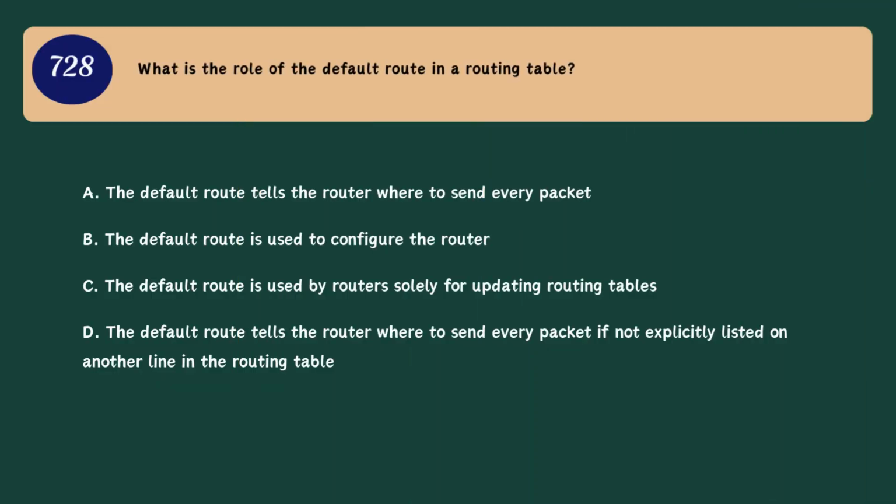Question 728. What is the role of the default route in a routing table? A. The default route tells the router where to send every packet. B. The default route is used to configure the router. C. The default route is used by routers solely for updating routing tables. D. The default route tells the router where to send every packet if not explicitly listed on another line in the routing table.